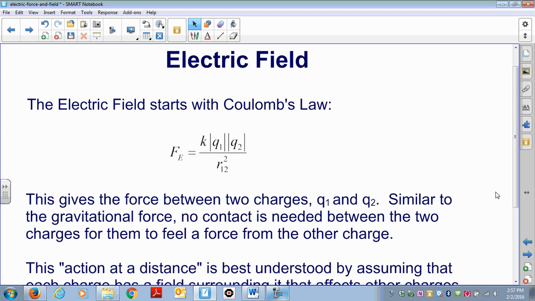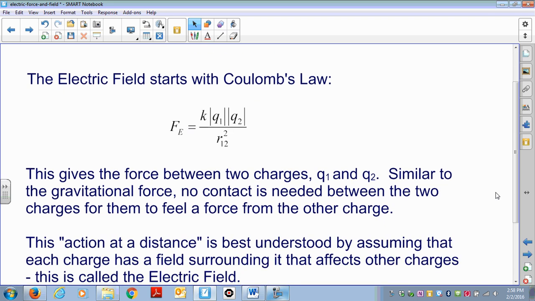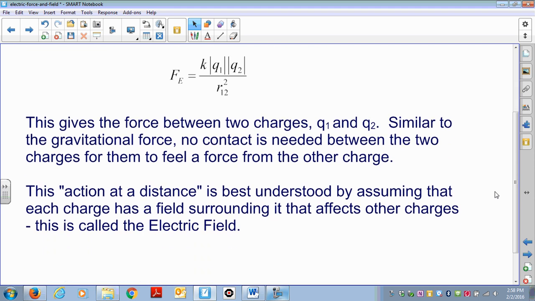Similarly to the gravitational force, no contact is needed between the two charges for them to feel a force from the other charge. We call this a field force, or forces acting at a distance. This action at a distance is best understood by assuming that each charge has a field surrounding it that affects other charges. This is called the electric field. When we were talking about Newton's law of gravitation, we called it the gravitational field.